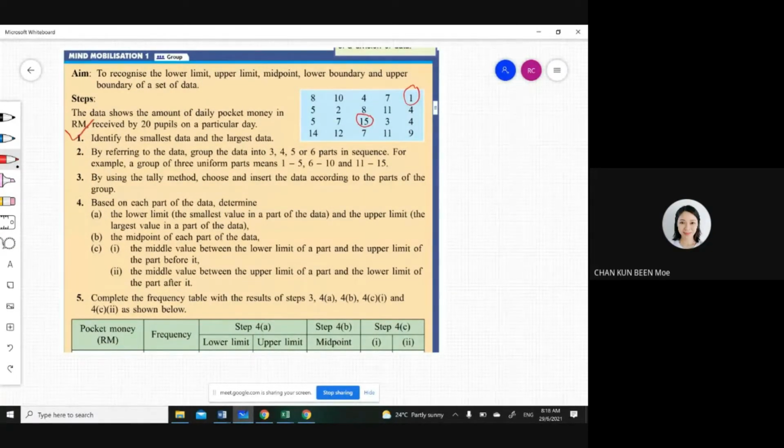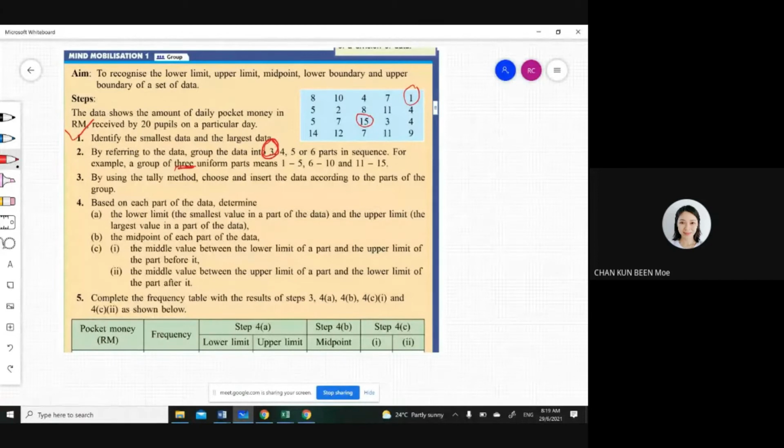Now we look at number 2. By referring to the data, group the data into 3, 4, 5, or 6 parts in sequence. For example, a group of 3 uniform parts means 1 to 5, 6 to 10, 11 to 15. Do you understand this one? This is grouped into 3 uniform parts. So that is the first one.